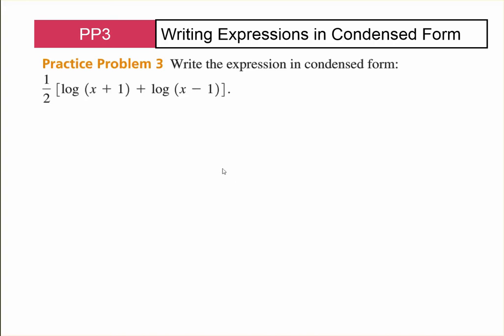All right, let's go for it here. Practice problem number 3. So you got a 1/2 on the outside, and it's in brackets, so all this stuff has to be put together. And I see a plus sign. That's what I see. So I'm going to put these two logs together with a plus sign. That means I'm going to multiply this stuff together. So x plus 1 times x minus 1.